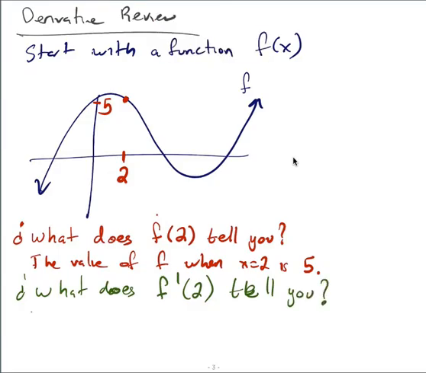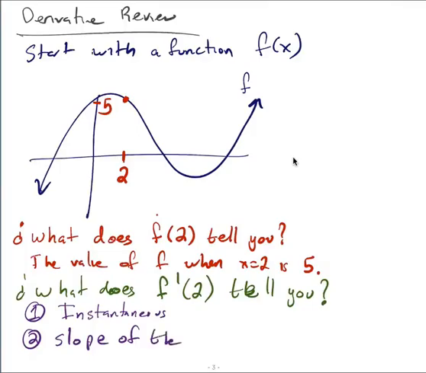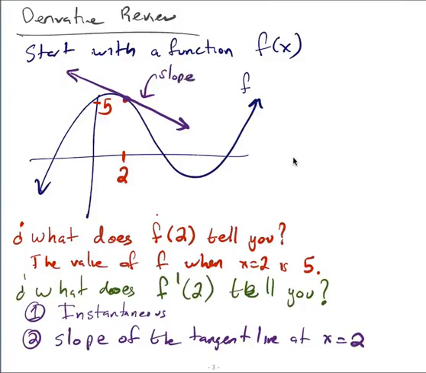Okay, now, so what does f prime of 2 tell you? Okay, so the instantaneous... So both of the things that you guys said are like half of two different things. So there's the instantaneous something, and then there's the slope of something. Slope, there we go, okay, all right. So the slope of the tangent line at x equals 2, right?